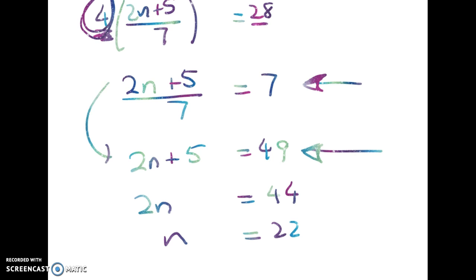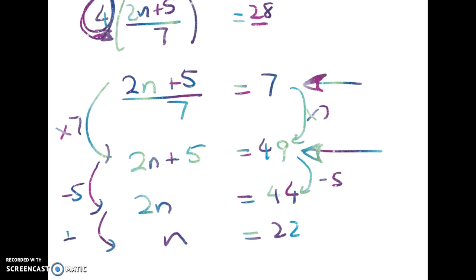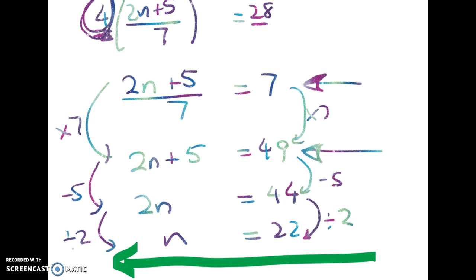Okay, so going through from here, I've times both sides by 7. I've subtracted 5 from both sides, and now I've divided by 2. And if you did a bubble diagram, you'd find that that all matched up with what I do when I'm working backwards like that, from the end back to the start.